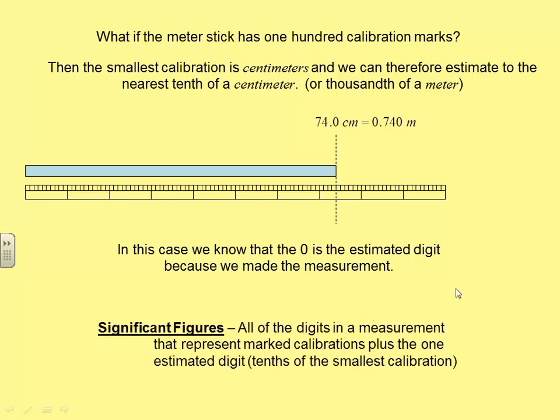So these are the rules of significant figures. We're going to define significant figures as exactly what we did here: all the digits in a measurement that are marked calibrations, plus one estimated digit. The one furthest out to the right is always the estimated digit, and the estimated digit is always tenths of the smallest calibration. We'll do some examples in a moment to see how that works.